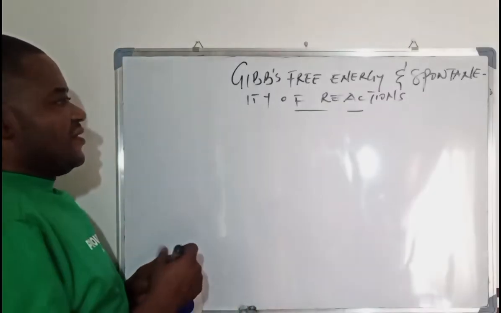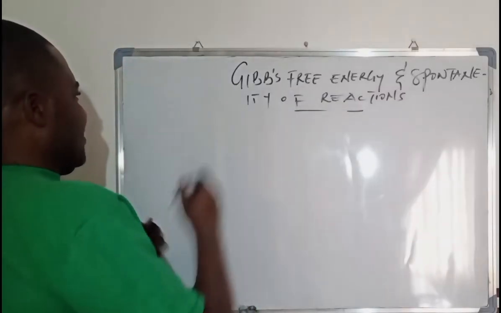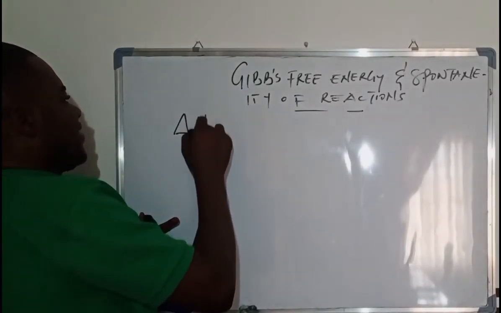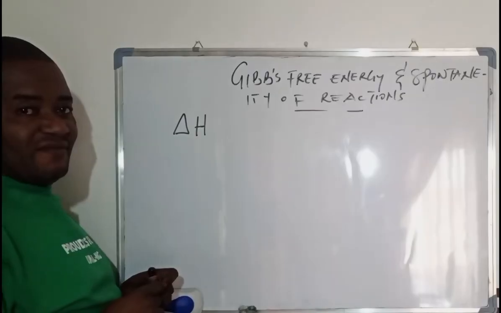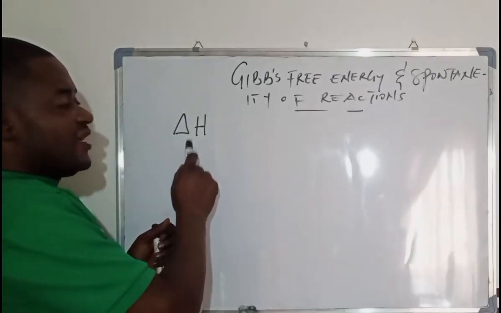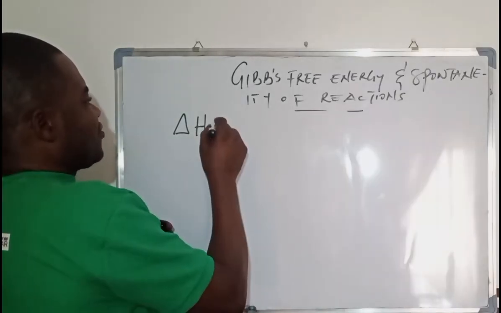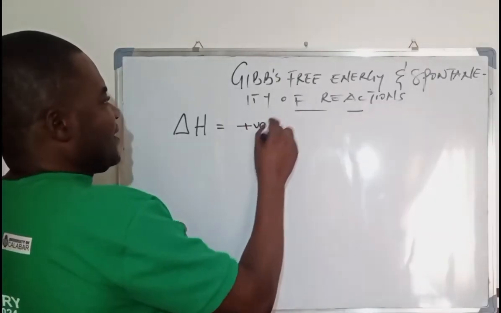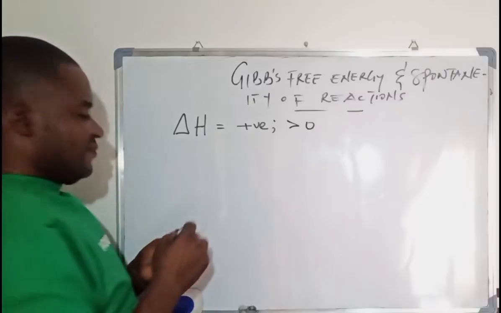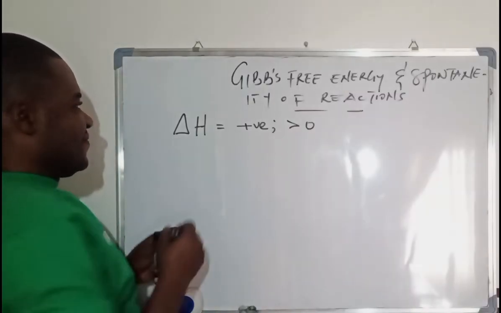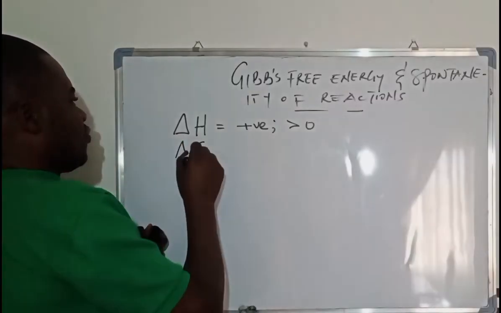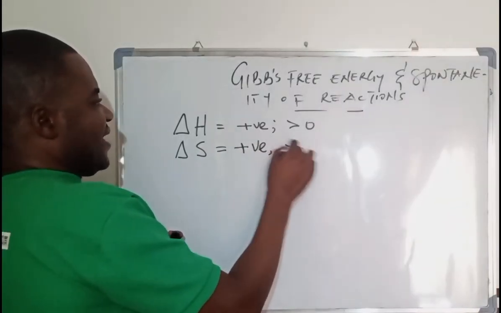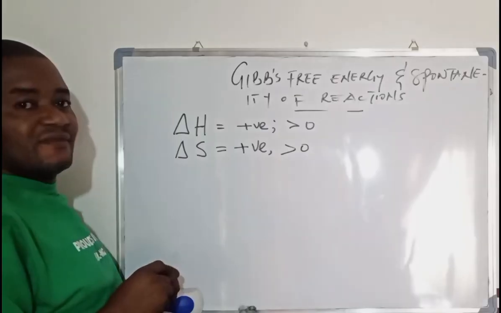Now supposing you have a reaction where the change in enthalpy of the reaction is positive, that is to say, greater than 0. And the change in entropy is also positive, that is to say, greater than 0.